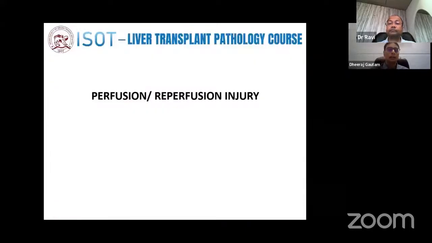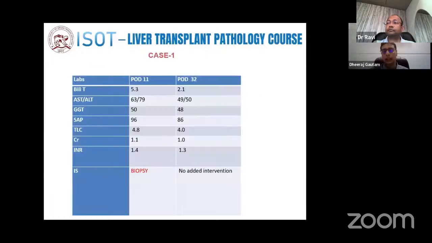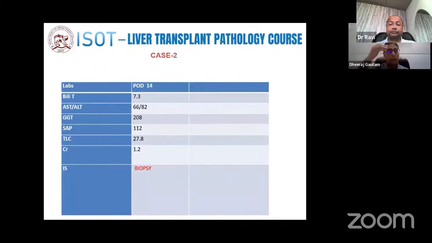So we made a diagnosis of perfusion reperfusion injury in this case, and after POD 32, with no added intervention, bilirubin decreased from 5.3 to 2.1. AST-ALT settled. GGT was normal initially, so there was no change. TLC was okay. So the patient responded without added intervention. We just gave the patient time to recover.